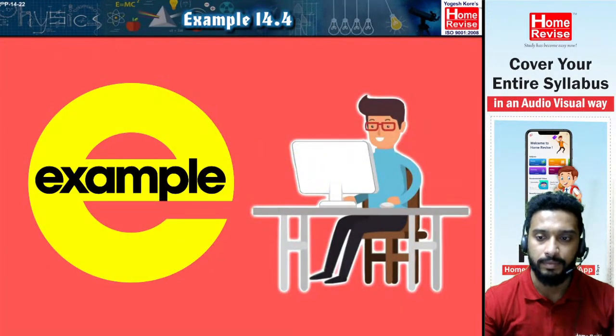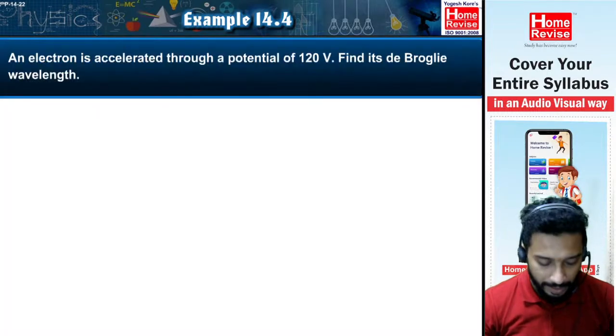Example 14.4. Again, you have to use the formula from de Broglie's experiment. An electron is accelerated through a potential of 120 volt.